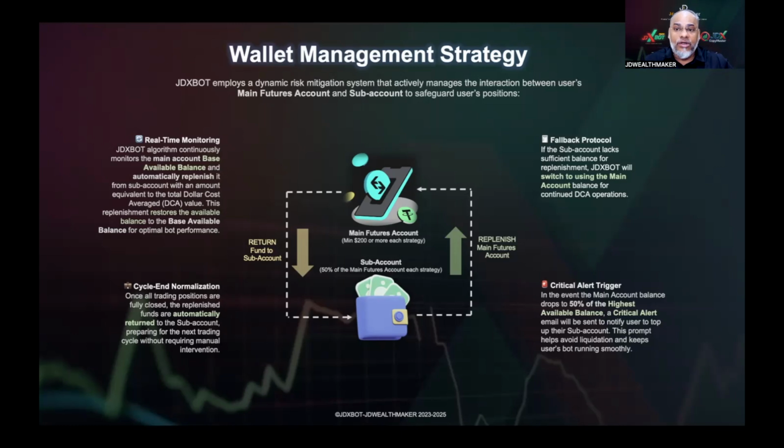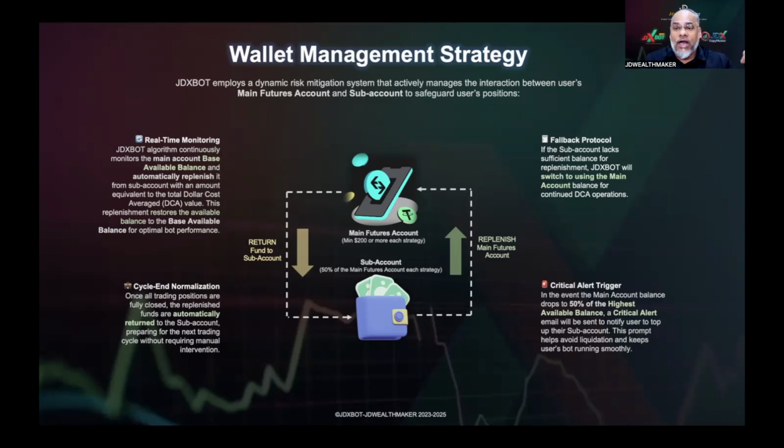At JD Bot or JD Wealth Maker, we never promise that any of your position will never get liquidated. But we already have the mechanism of the wallet management strategy in place. So if you don't abide by the wallet management strategy and you don't take necessary action for all the alerts, then you are basically allowing your own position to get liquidated, which is very rare so far. Since we started, none of the positions has been liquidated. That is great to know, because the users are doing the necessary to make sure they have sufficient funds in their sub account.